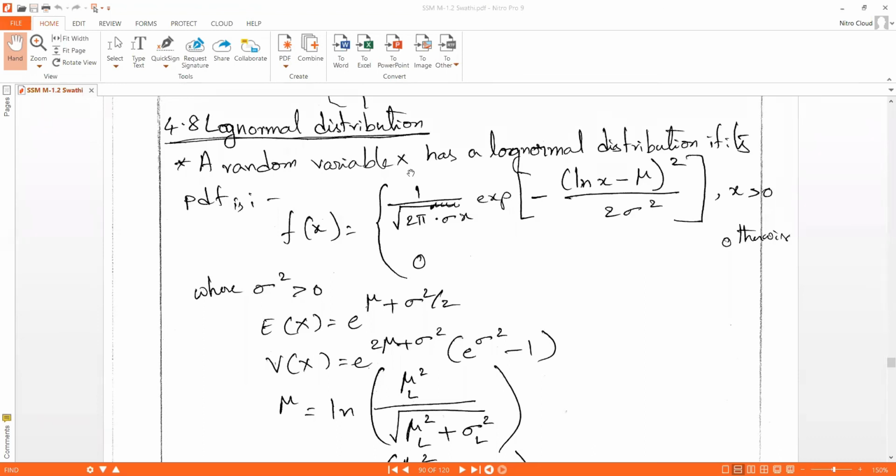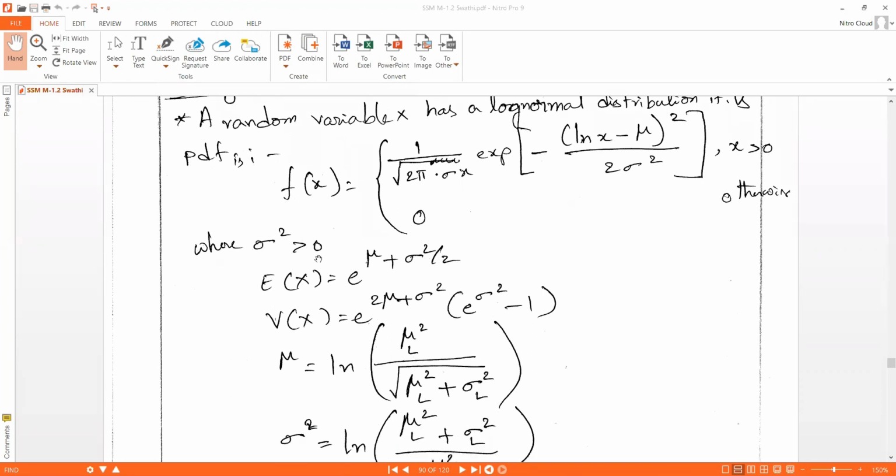Okay, a random variable x has log normal distribution if its PDF is f of x equal to 1 divided by square root of 2 pi into sigma x, exponential of minus log of x minus mu whole square divided by 2 sigma square. That is for x greater than 0. Otherwise f of x equal to 0.